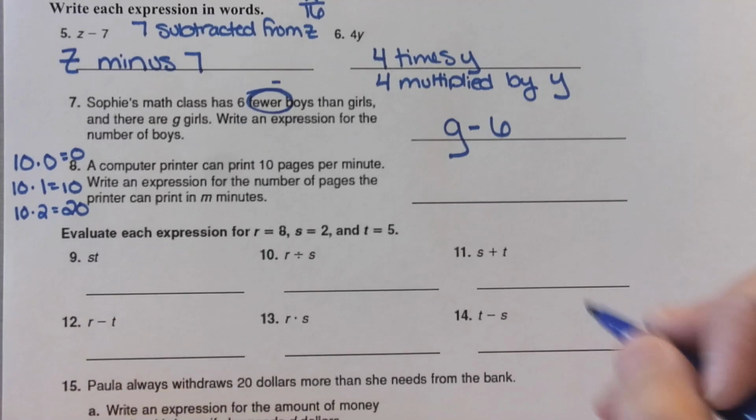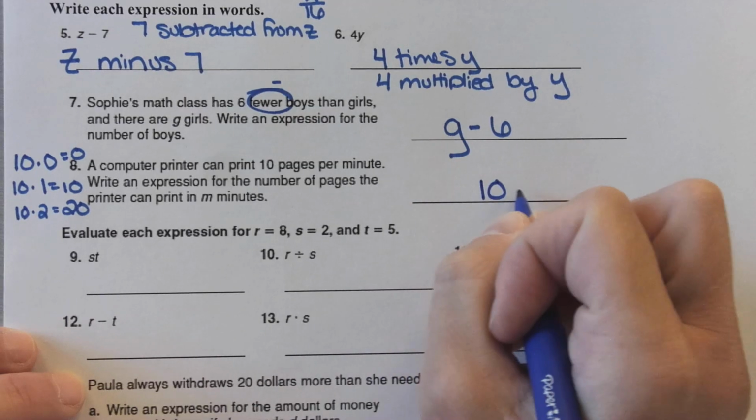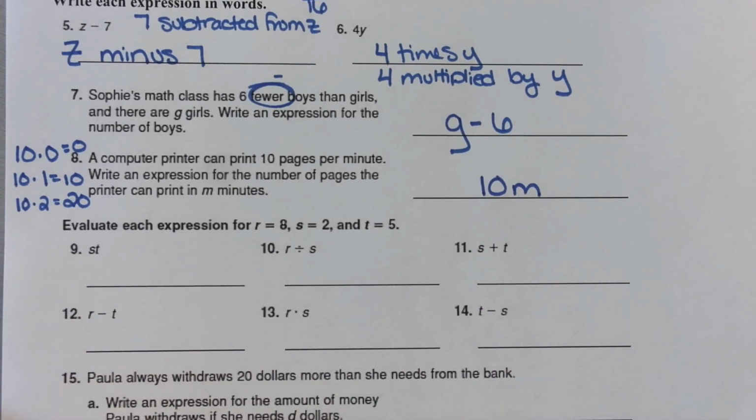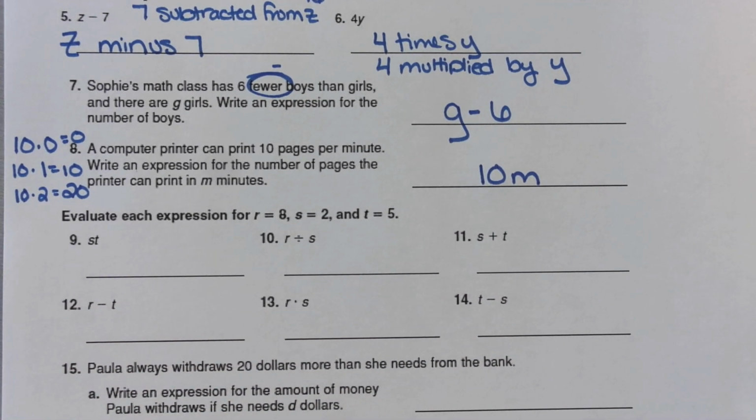M times 10. And you can have it either order. So that's kind of the cool thing about multiplication. You could have the m first or second. It doesn't matter, because multiplication has this property that we call commutative. So you can do 10 times m or m times 10 and you're going to get the same answer.